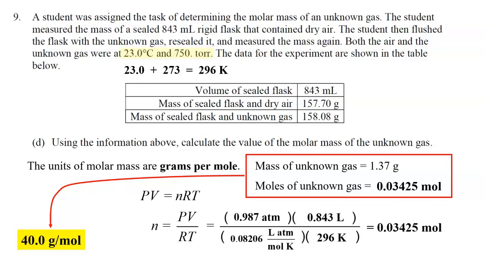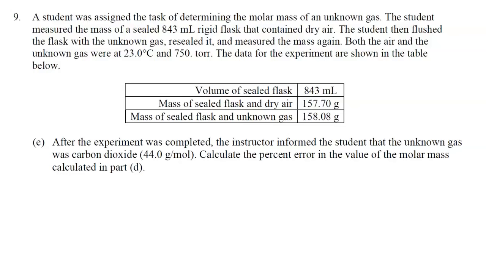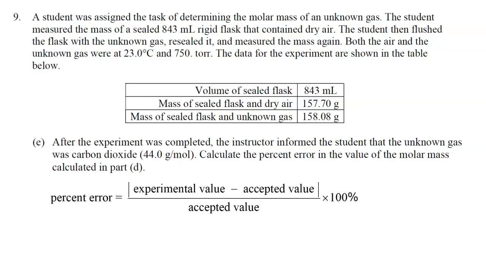Now let's take a look at the next part of this question. This is part E. It says, after the experiment was completed, the instructor informed the student that the unknown gas was carbon dioxide. Carbon dioxide has a molar mass of 44.0 grams per mole. Calculate the percent error in the value of the molar mass calculated in part D. So to do this calculation, we have to know the formula for calculating percent error. So here is the formula for calculating percent error.